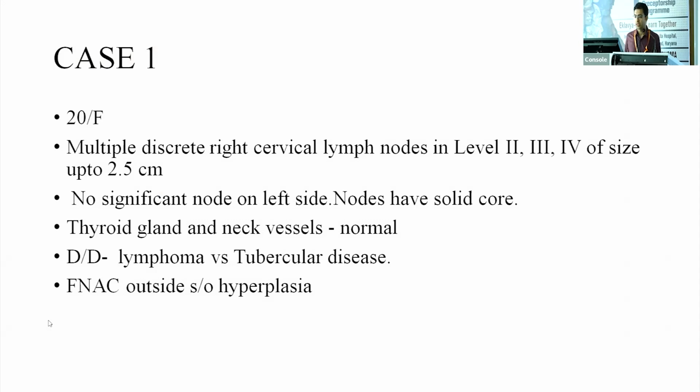I think I will come to the cases directly. So coming to case 1, this is a 20-year female presented with multiple discrete cervical nodes in level 2, 3, 4 of size up to 2.5 centimeter, and no other abnormality. The patient was suspected whether lymphoma or tuberculosis, and FNAC was done outside, which reported as hyperplasia.